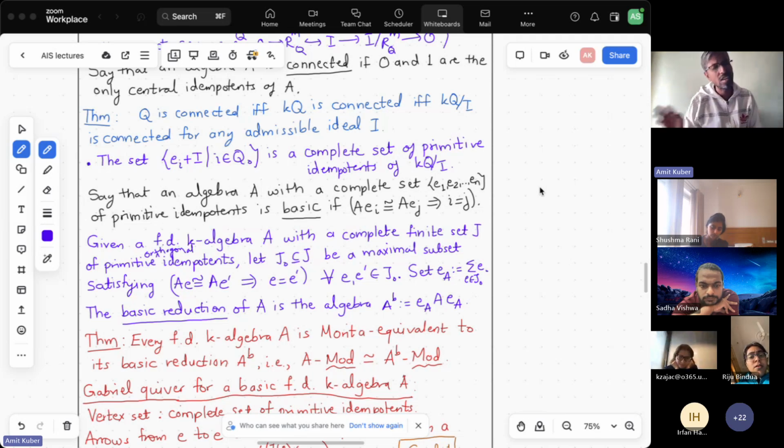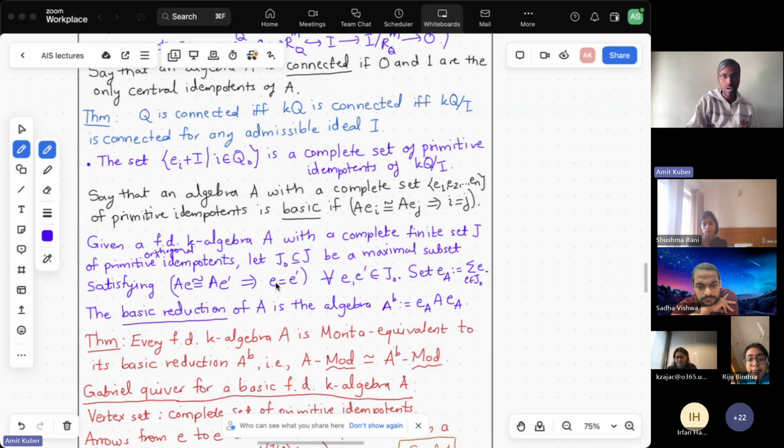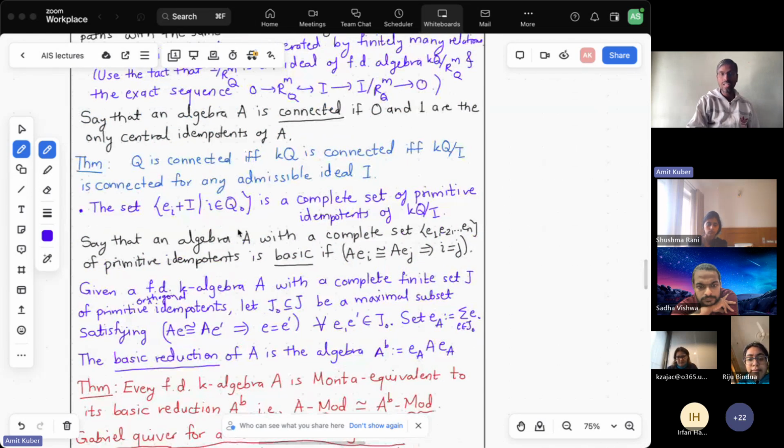So which means what? We are interested in studying representations. But representation is an equivalent thing as module. So if we are only interested in studying modules, then we may as well study only basic algebras. Also recall, what is the notion of connectedness? Connectedness means that only 0 and 1 are central idempotents. No other central idempotent exists.